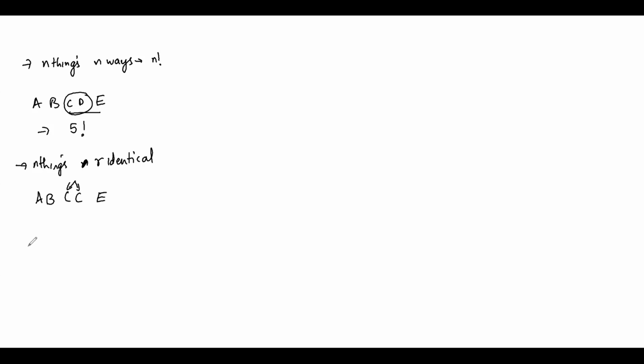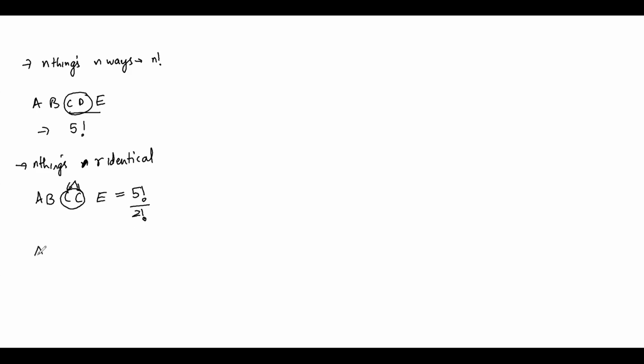So let's try to do one thing. Let us assume that these 2 C's are different. If these 2 C's are different, then you can arrange it in 5 factorial ways. But half of the times you would have C1 where you're supposed to have C2, and half of the times you have C2 where you're supposed to have C1. That means you've overcounted. You've overcounted in the number of ways these 2 identical things can arrange themselves, that is in 2 factorial ways. So you have to divide by 2 factorial.